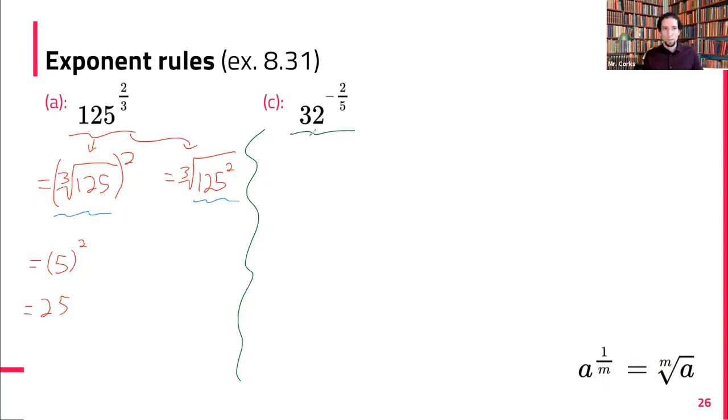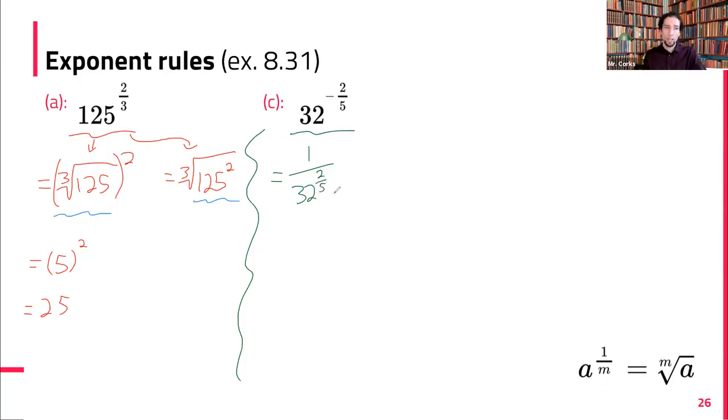1/4. Okay. Well, a few steps here. Equals 1/32 to the exponent 2/5. Okay, so 1/32, negative exponents, so 2/5.